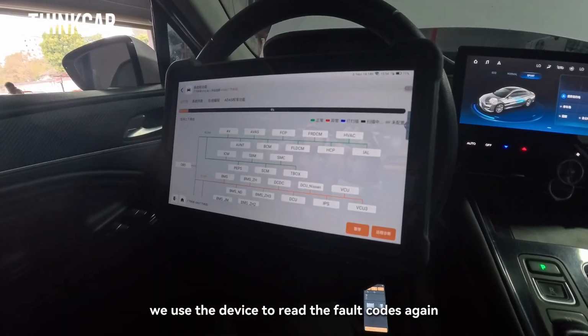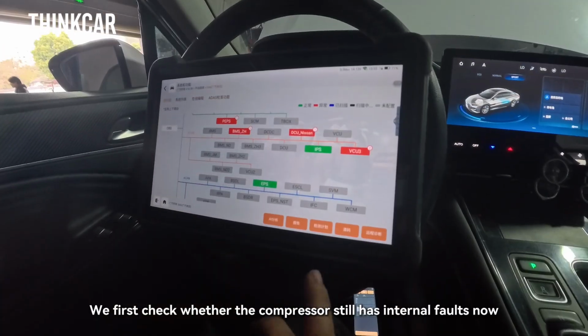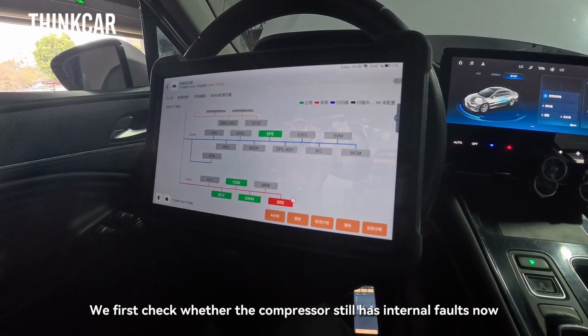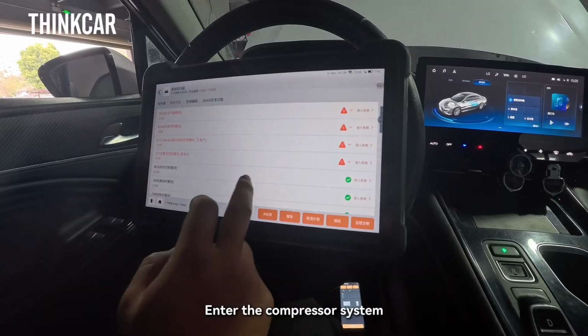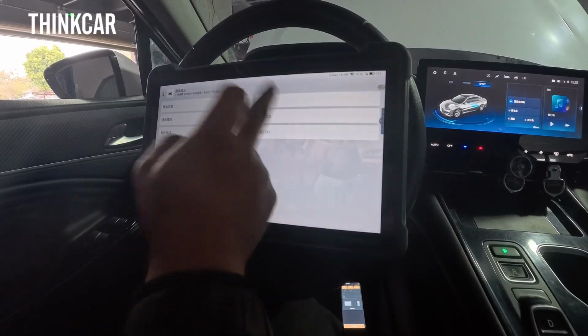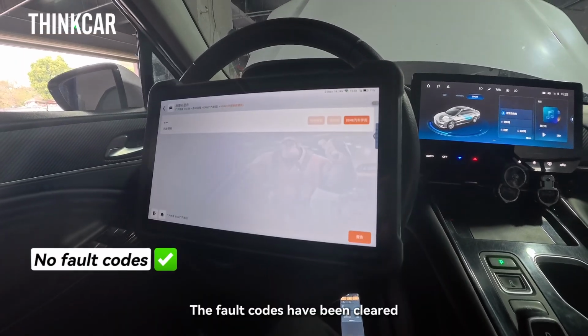Next, we use the device to read the fault codes again. We first check whether the compressor still has internal faults now. Clear the fault codes. Enter the compressor system. Read the fault codes. The fault codes have been cleared.